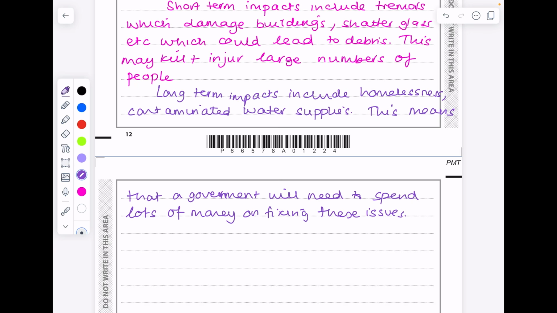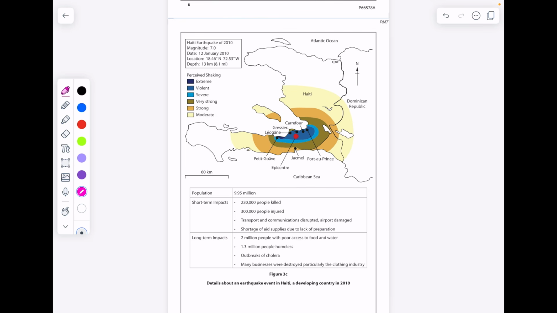And now we're going to check out figure 3C. In order to maximise our chance of getting 8 marks in this question, we really need to look in depth at figure 3C, which shows details about an earthquake event in Haiti, a developing country, in 2010. We're going to work our way around the figure, starting here with this key, perceived shaking. Obviously the darker the shade of blue, the more extreme shaking that the area receives.